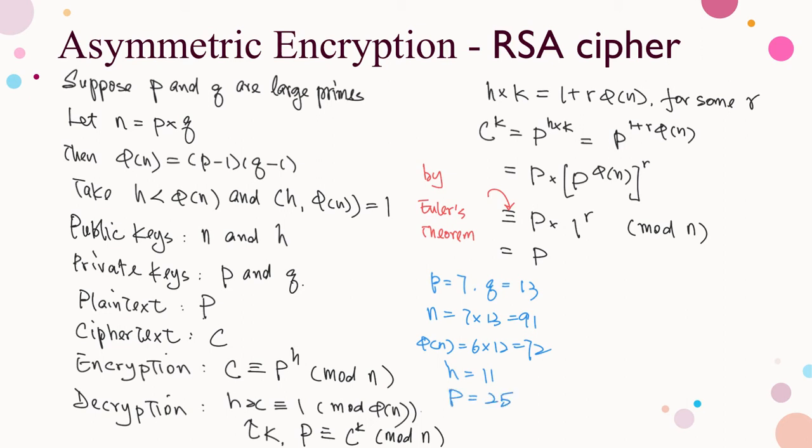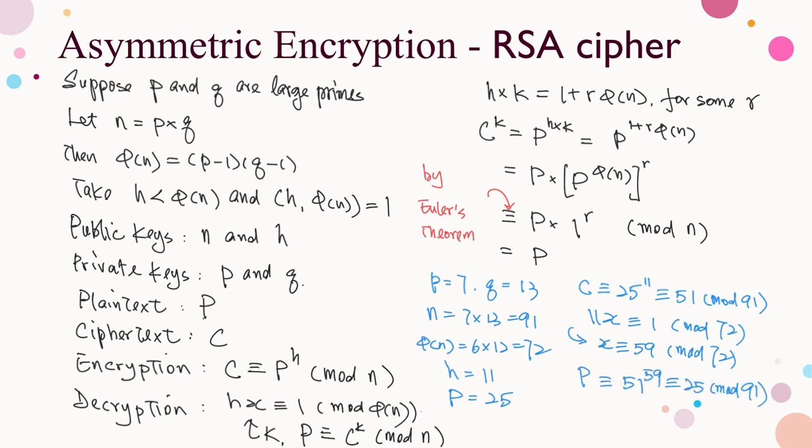For encryption, that is, changing plain text to ciphertext, c is congruent to 51 mod 91. For decryption, that is, turning ciphertext back to plain text, first solve the equation 11x congruent to 1 mod 72. I solved this equation in the last video with Euclidean division, and the solution is x congruent to 59 mod 72. Then the plain text is p congruent to 25 mod 91.